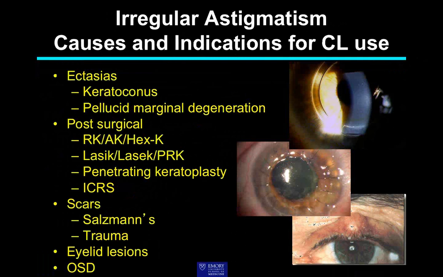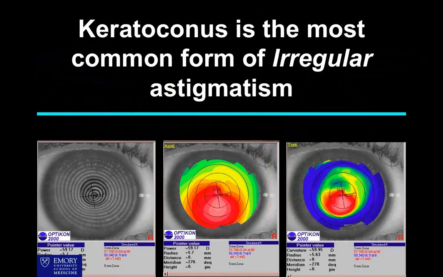Ectasias, keratoconus being the primary; depending on who you read, pellucid marginal degeneration is likely just a type of keratoconus. Post-surgical: RK, LASIK, corneal surgeries, penetrating and full lamellar keratoplasties, intracorneal ring segments, scars, eyelid lesions, for example. Something as simple as a chalazion can create irregular astigmatism in the optical system. Easily diagnosed if that's what's going on by just lifting the lid off of the cornea and seeing if it self-corrects. And ocular surface diseases. By far the most common form of irregular astigmatism is keratoconus.